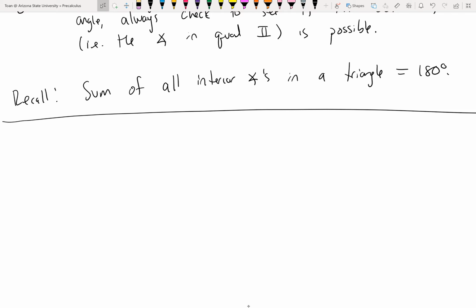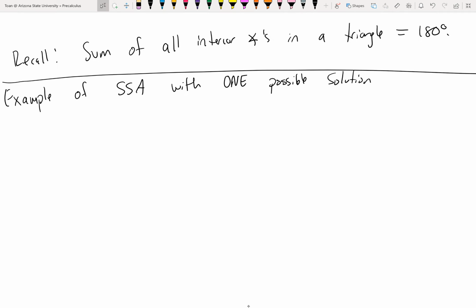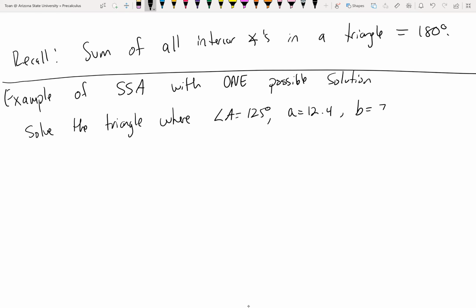So let's go ahead and do an example of the various cases. Well, I guess I'll spoil it. Let's do an example of the side-side-angle situation with one possible solution. I'm sort of spoiling it for you, but let's pretend we don't know it's one solution. Suppose I ask you to solve the triangle where angle A is 125 degrees, side A is 12.4, and side B is 7.6.